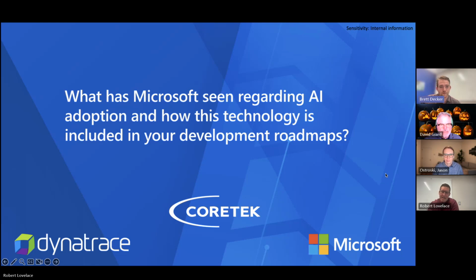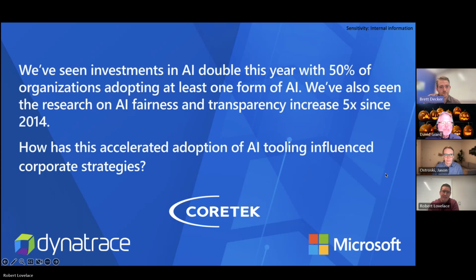Well, that's great. So I want to roll into the next question. This one's an exciting one. We've seen the investments in AI double this year, with 50% of organizations adopting at least one form of AI. We've also seen the research on AI fairness and transparency increase 5 times since 2014. How has this accelerated adoption of AI tooling influenced corporate strategies? Either Jason or David, who wants to kick that off?